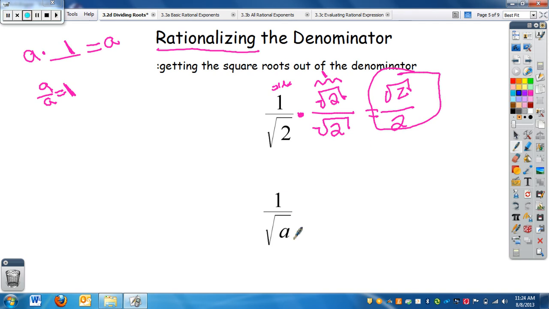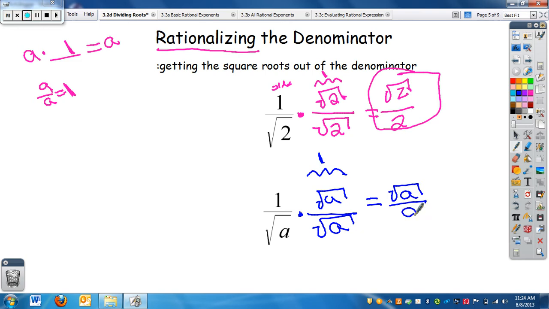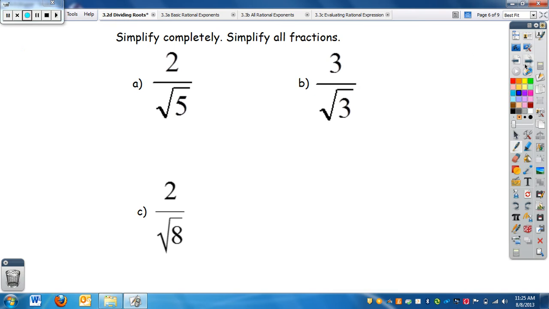So here I have 1 over the square root of a. So I need to get rid of the root a. So I just need it to become a. So I have to multiply by the root a, and then I have to multiply by root a on top. Again, this is just a really fancy 1. So I go 1 times root a, which is root a. Root a times root a is a, because I have 2 of them. And I am done. There's no longer a radical in the denominator.